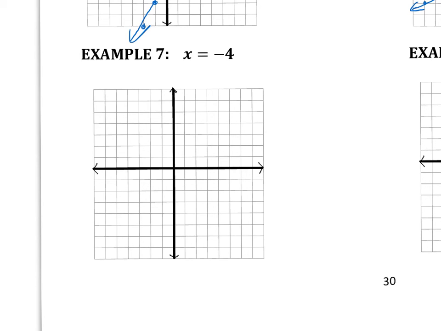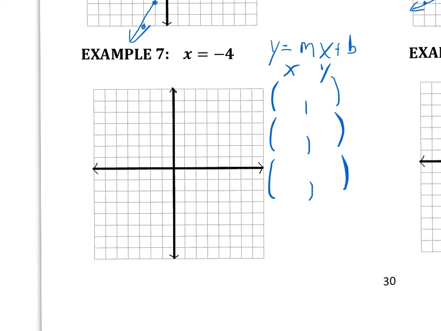Okay, example 7 says x equals negative 4. Well, this one's really tricky because I know to graph I need slope-intercept form, y equals mx plus b, right? This one doesn't even start with y. But just like example 1 from the previous slide, we know the x is always going to be what? No matter what the ordered pair, the x is always going to be negative 4.